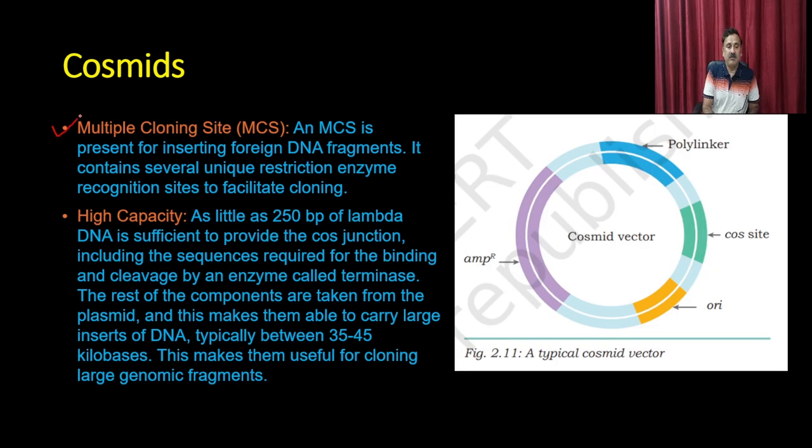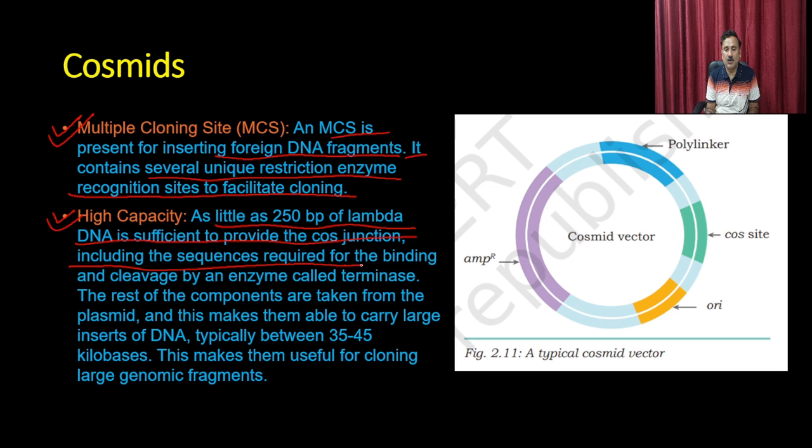Then it also has the multiple cloning site, and the MCS is present for inserting the foreign DNA fragment. It contains several unique restriction enzyme recognition sites to facilitate the cloning. Then it also has the high capacity. So, as little as 250 base pairs of the lambda DNA is sufficient to provide the cos junctions, including the sequences required for the binding and cleavage by an enzyme called terminase. The rest of the components are taken from the plasmid, and this makes them able to carry large inserts of DNA, typically from 35 to 45 kilobase pairs. This makes them useful for cloning large genomic fragments.